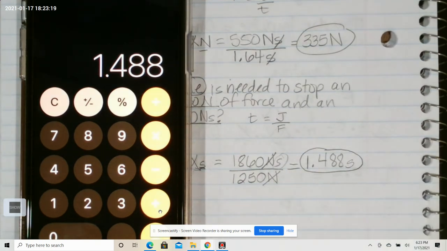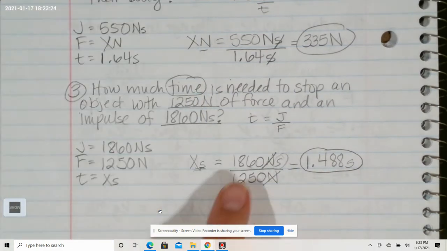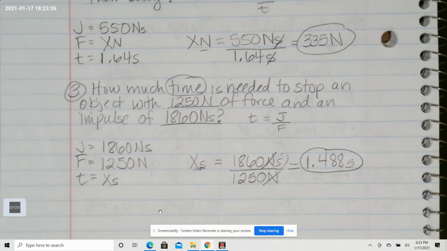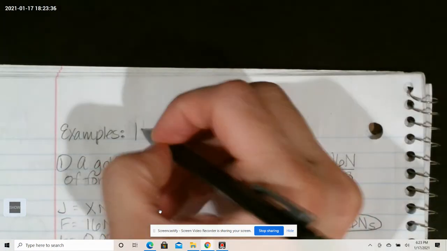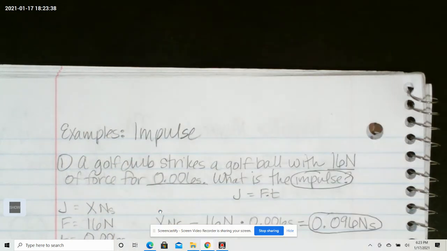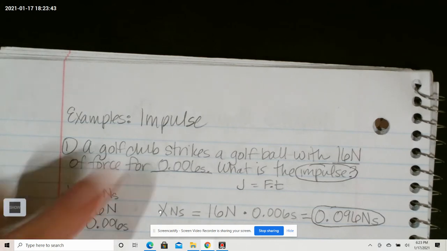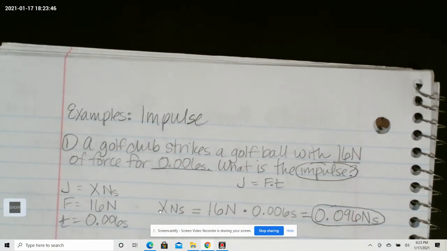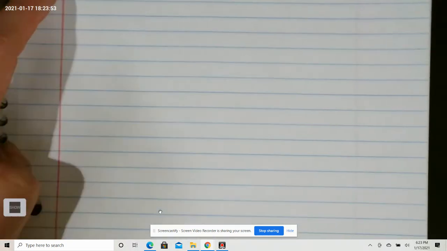All right, that is the amount of time, though, it needs to stop this object that has this much force and this much impulse. All right, so that is impulse examples. So at the top, if you didn't do that already, let's write examples and then let's put impulse, because we're going to do change in momentum examples next, and we want to make sure we know the difference. Okay, so impulse was that first section, just using the J equals F times T. So now we're going to talk about change in momentum examples.